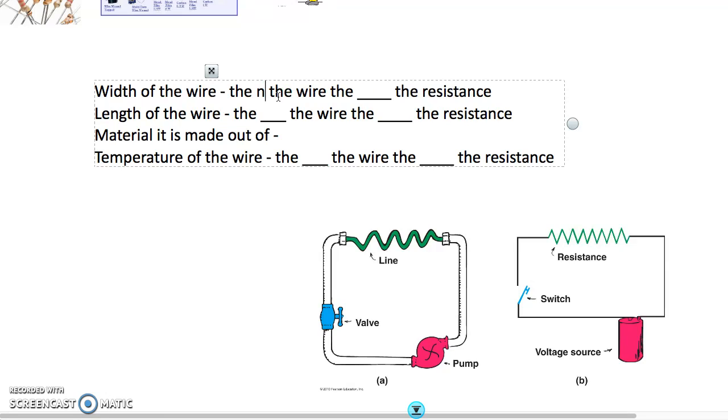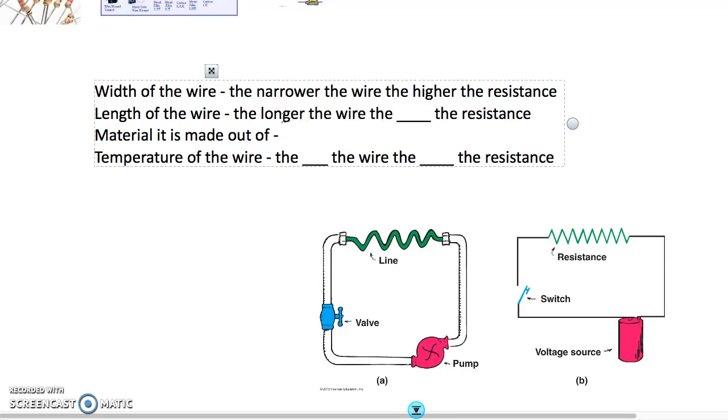So basically, the narrower the wire, the higher the resistance there is. All right? Or another way to put that, you could say the wider the wire, the less resistance there is. So bigger wires have less resistance than narrow wires. Okay, the length of the wire: obviously, if it's longer, there's more wire the electrons have to pass through. So you would expect that the longer the wire, the greater the resistance it would have. Okay, the material it's made out of will affect that.